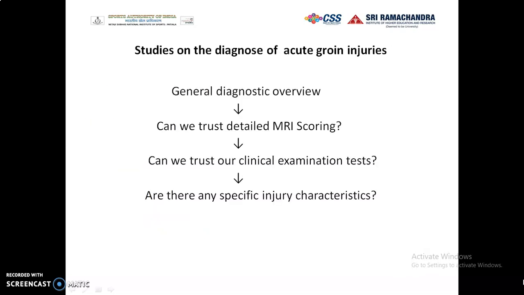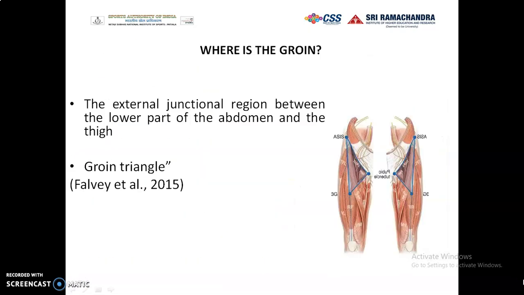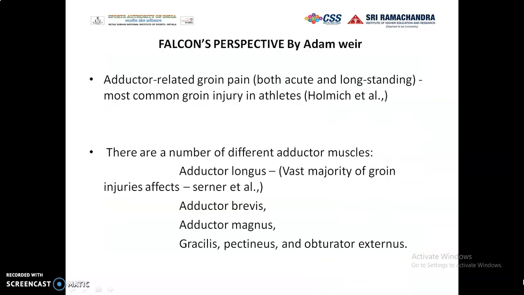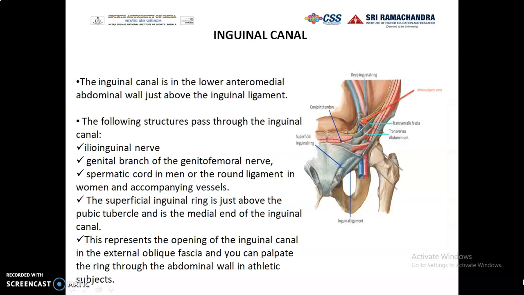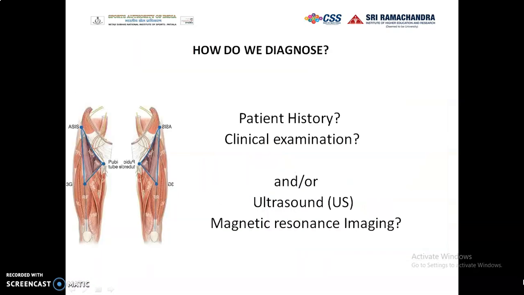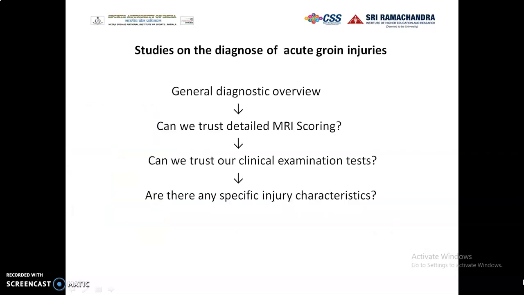Now, before we complete this slide, we'll have a quick review. We were talking about anatomy, where the groin is, and we also discussed the Falcon's perspective by Adam Weir. We studied a little bit of the anatomy of the region: adductor longus, iliopsoas, inguinal canal, and pubic symphysis. And then we slightly talked about diagnosis. How do we diagnose groin pain, and what are the studies on diagnosis? How do we diagnose acute groin injuries?